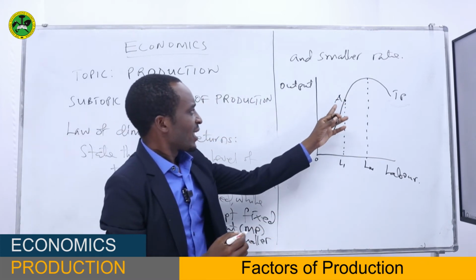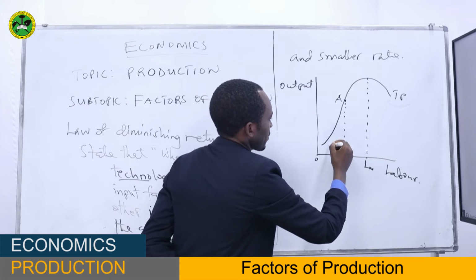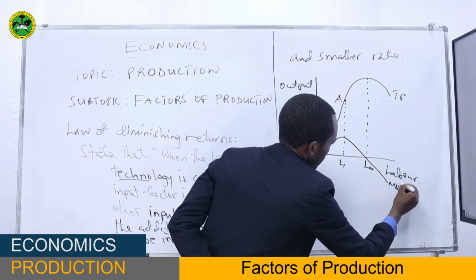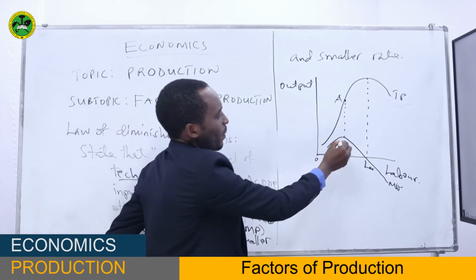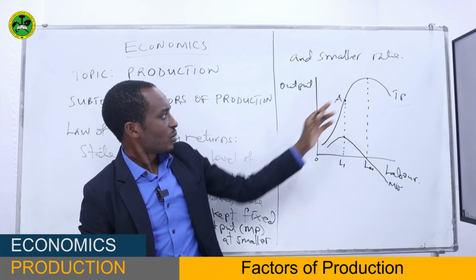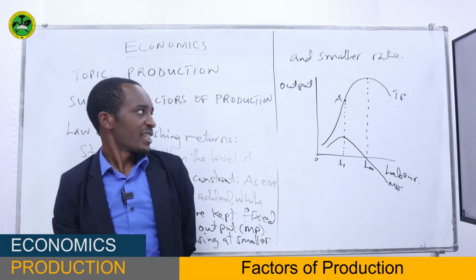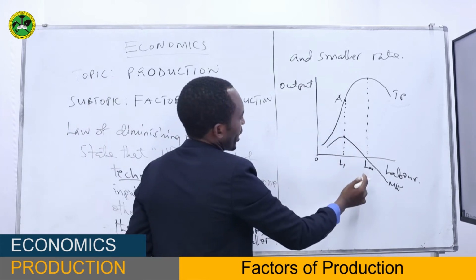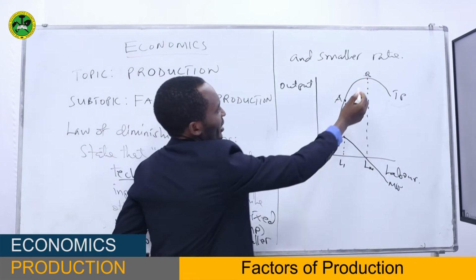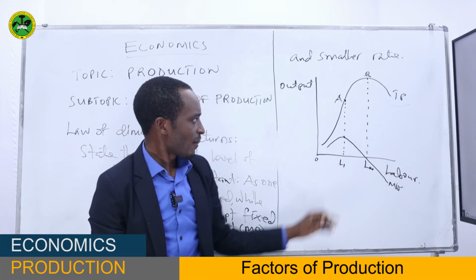So at this point, the marginal product will be at a maximum. So when you draw the marginal product curve, it will be like this one. When the marginal product reaches maximum, at this point the law of diminishing returns starts to operate. So from point A and beyond, the law of diminishing returns starts to operate. At point, let's say B, the total product is at maximum.